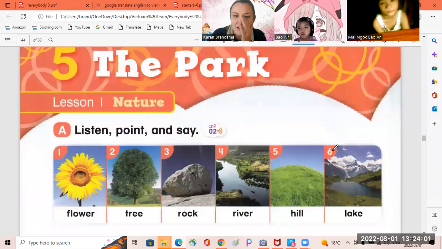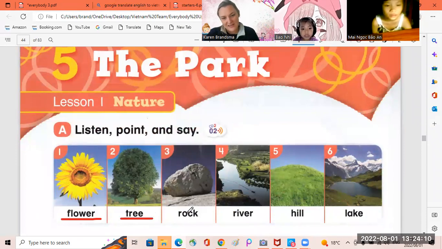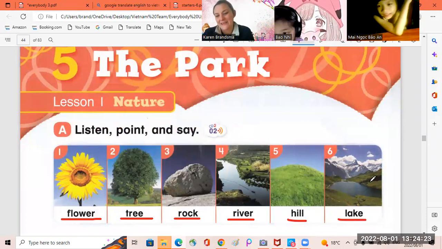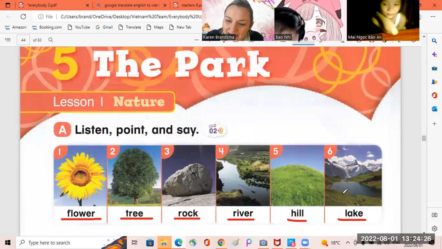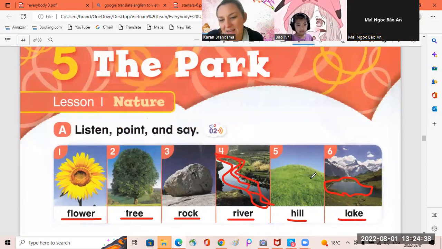Okay, let's see. Now we're going to talk about the park. Okay, and we have flower. Tree. Rock. River. Hill. Lake. A lake goes like this. River. Okay. Lake. River. Okay. Let's try.